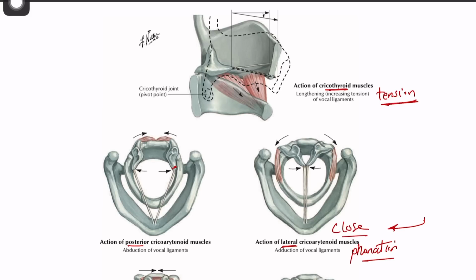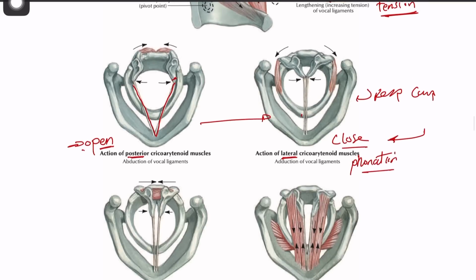So we said posterior, they will usually open the vocal cords, and as you can see, they are wide open there. That's why if the posterior are paralyzed, it will not open anymore, and this muscle, which is the lateral, will dominate and will cause closure. If it's bilateral, it will lead to respiratory compromise, and if it's unilateral, it will lead to sort of shortness of breath. Okay.